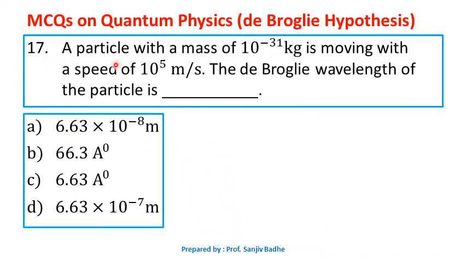Question number 17, a small numerical. A particle with mass of 10 raised to minus 31 kg is moving with a speed of 10 raised to 5 meter per second. The de Broglie wavelength of the particle is, the options are 6.63 into 10 raised to minus 8 meter, 66.3 angstroms, 6.63 angstroms and 6.63 into 10 raised to minus 7 meter. So in order to solve this, we will have to do a little calculation.